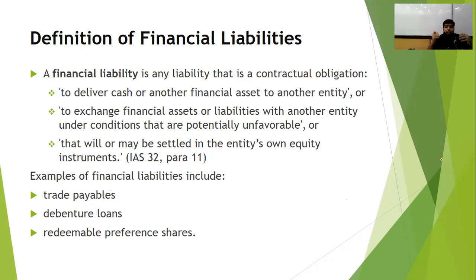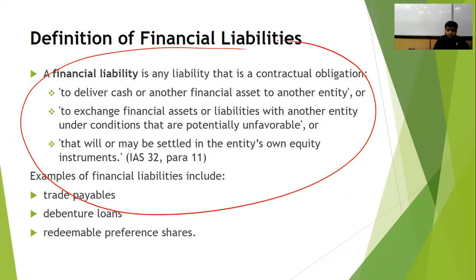Again, it's an agreement in which you have made an agreement or contract that you will pay back this amount after a certain period of time, to deliver cash or another financial asset to another entity, that you will deliver this cash after a specific period of time, or to exchange financial assets or liabilities with another entity. Again, the definition of financial liability is quite important, and you need to memorize this definition as it is very important. Examples of financial liabilities are trade payables, debenture loans, debenture payables, or redeemable preference shares.